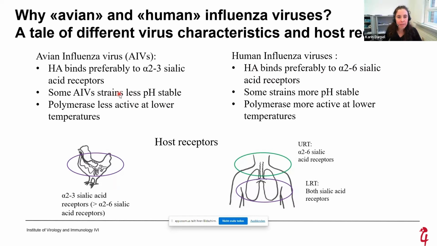Then the virus strains from avian influenza virus and human influenza virus have a different pH stability and also their polymerase, which is the enzyme that drives viral replication, has a different temperature optimum. And this is then matched in the host by the specific receptors. So within birds, the alpha 2.3 sialic acid receptor for avian influenza virus dominates, while in humans, in the upper respiratory tract, the alpha 2.6 sialic acid receptor dominates.